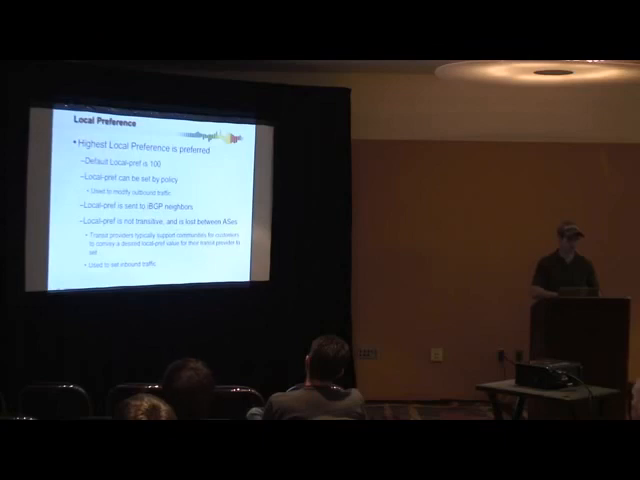Local preference. The highest local preference is preferred. The default local preference is 100. Local pref can be set by policy, and it can be used to modify outbound traffic. Local pref is sent to iBGP neighbors, but it's not transitive. It's not sent to eBGP neighbors.